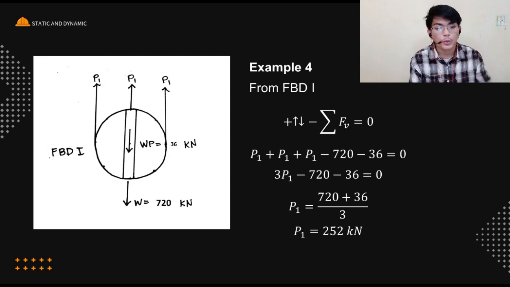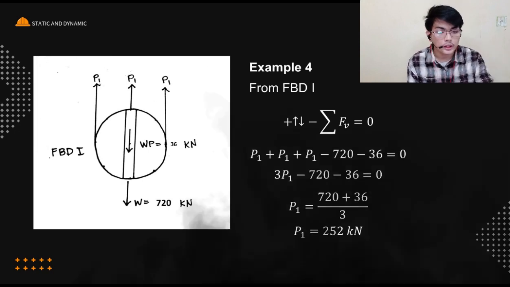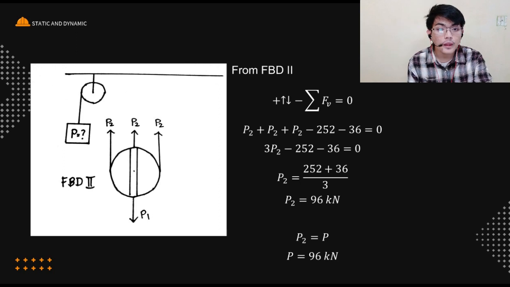Our next step is to transpose our negative forces to the right side to turn their signs into positive. So now we have 3 P1 equal to 720 plus 36. To get only our P1, we divide both sides by 3. So 756 divided by 3 leads us to the answer P1 equals 252 kilonewtons.